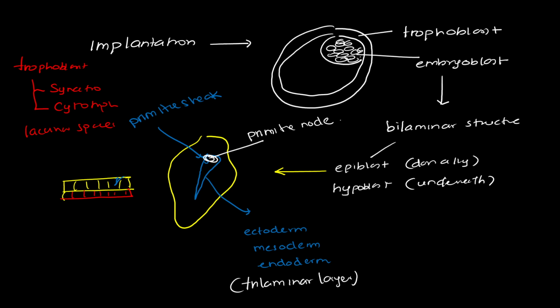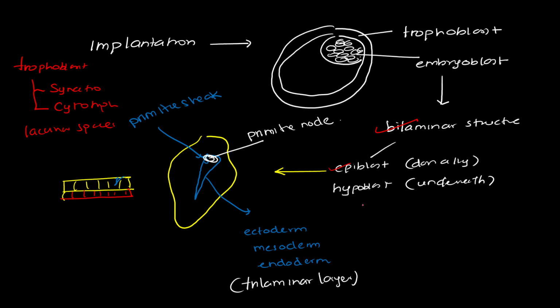So again, bilaminar structure formation, the epiblast forming the primitive streak and the primitive node. Then migration of cells starts in the second week, and the trilaminar layer forms in the third week, and also the differentiation of the trophoblast to form the syncytiotrophoblast and cytotrophoblast.